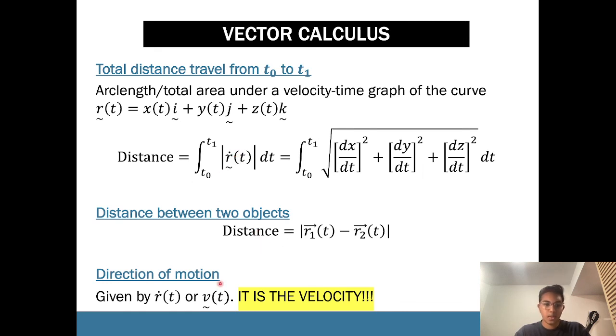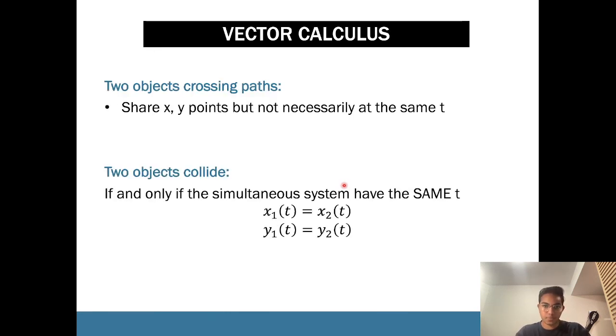Okay, cool. The direction of motion is always given by the velocity. It's not given by the acceleration. It's not going to be given by the position. It's always by the velocity. Okay, so this is sort of an important distinction.